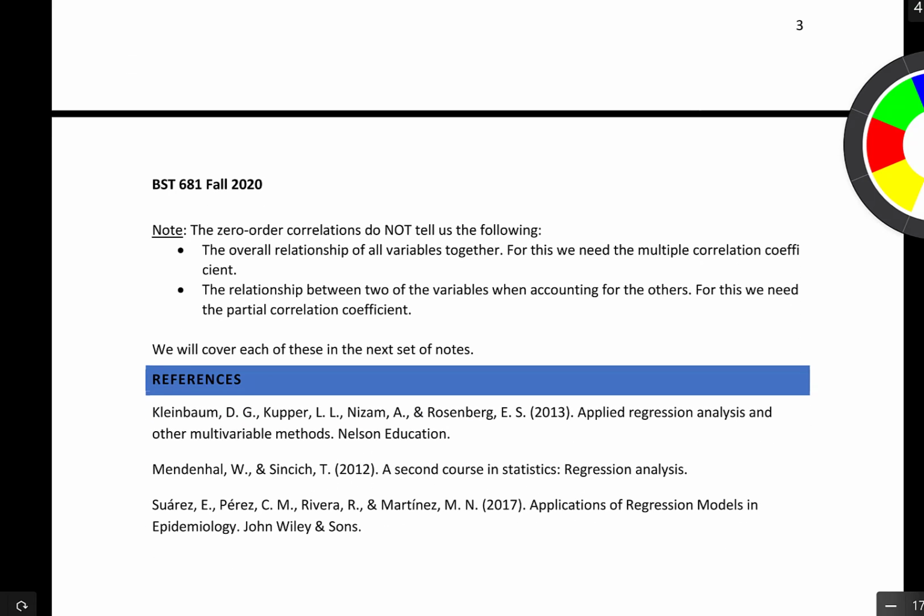One thing to note about these zero order correlations is the following. They do not tell us some more complicated relationships that we might be interested in. For example, they don't tell us the overall relationship of all of the variables together. For this, we need what's called the multiple correlation coefficient. And for the relationship between two of the variables when accounting for the others, we would need what's called the partial correlation coefficient, and we're going to cover each of these in the next set of notes.